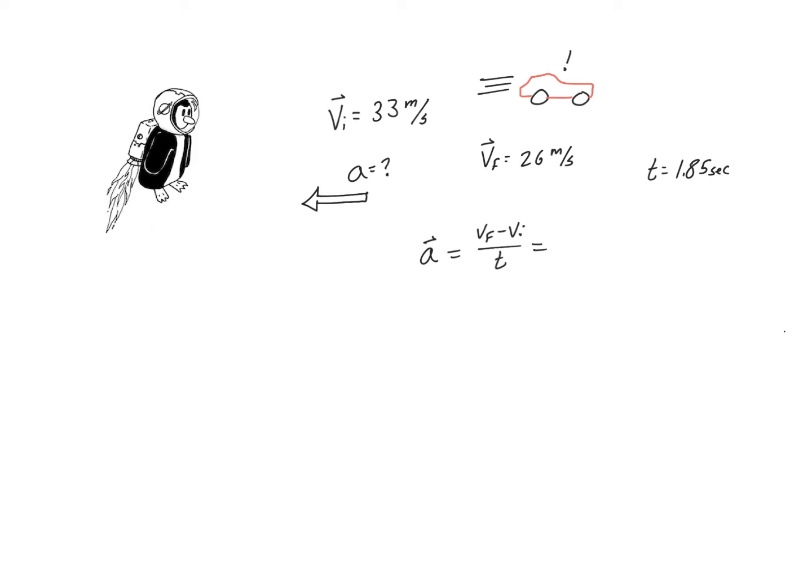So Vf is the smaller number, 26 meters per second, and we subtract from that the initial velocity of 33 meters per second, all of which is divided by 1.85 seconds, which gives us a negative 3.8 meters per second squared. Now it's always a good idea to double check your answer at the end of a problem. Does it make sense? Well, here we have a negative sign, and our initial velocity was in a positive direction. So the two oppose each other, and we slowed down, so our number got smaller. Everything seems good. Let's move on to example number 3.